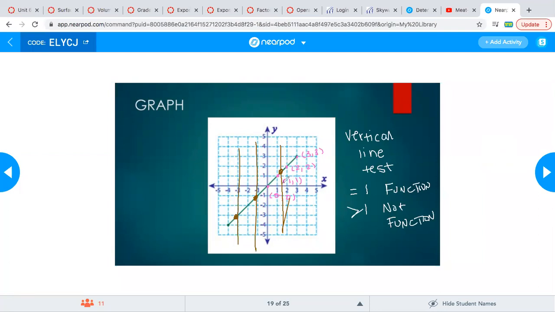So if I put a vertical line through it, it only hits it once, bam, one time. Anywhere I put it, bam, only hits it once. Then it's a function. But if I draw a vertical line and it hits it more than once, then it's not a function.